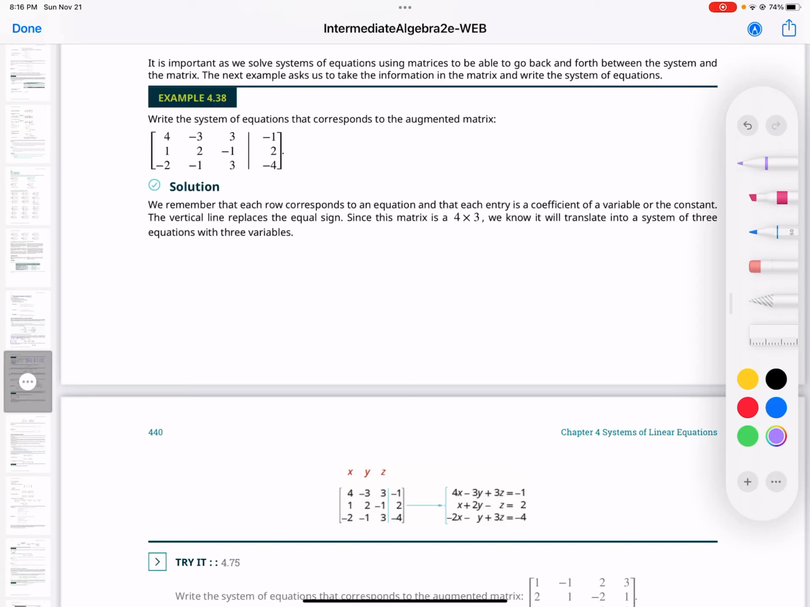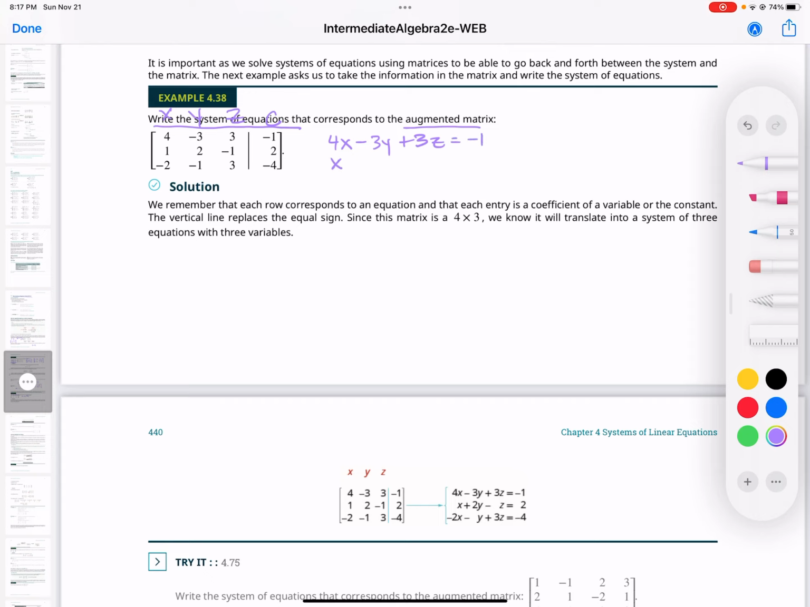So in example 4.38, it's having us work the opposite direction of what we've been doing. Now it wants us to take the augmented matrix and write the system of equations that corresponds to it. If you remember, we've got our x here, our y here, our z here, and here's our constant. So we're going to have 4x minus 3y plus 3z equals -1.